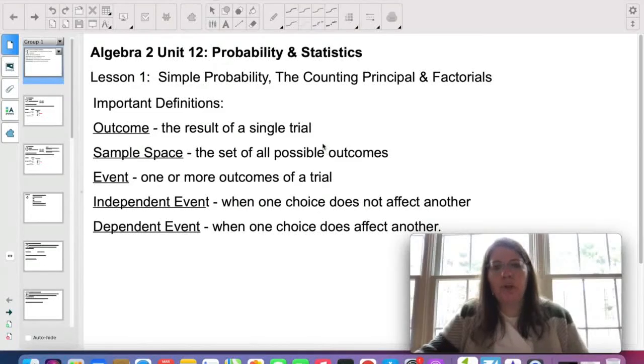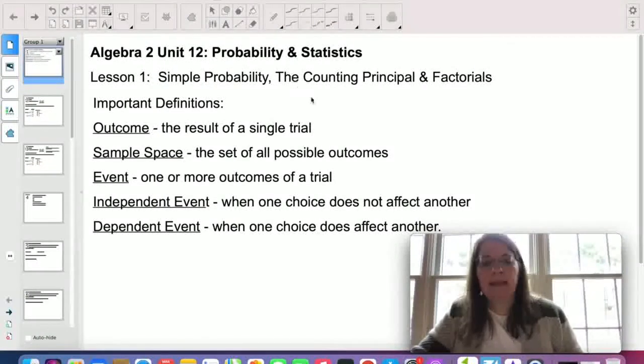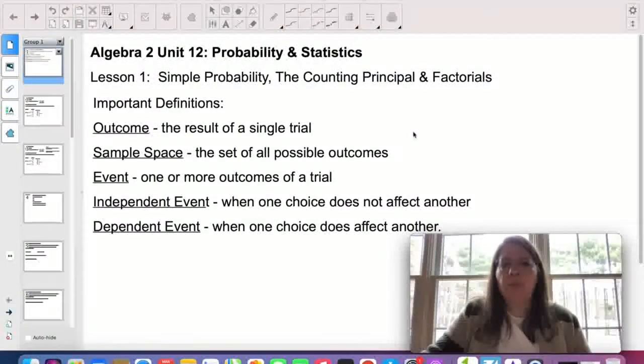This is Algebra 2, Unit 12, Probability and Statistics, and today we're going to talk about Lesson 1, Simple Probability, the counting principle, and factorials. All of this stuff, except for I think factorials, will be reviewed.